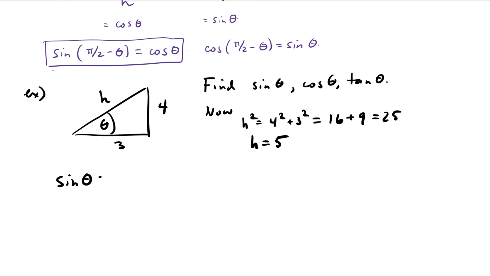Now, sine of theta, having found that h is 5, is just opposite over hypotenuse. Cosine is simply adjacent over hypotenuse, while tangent is opposite over adjacent.